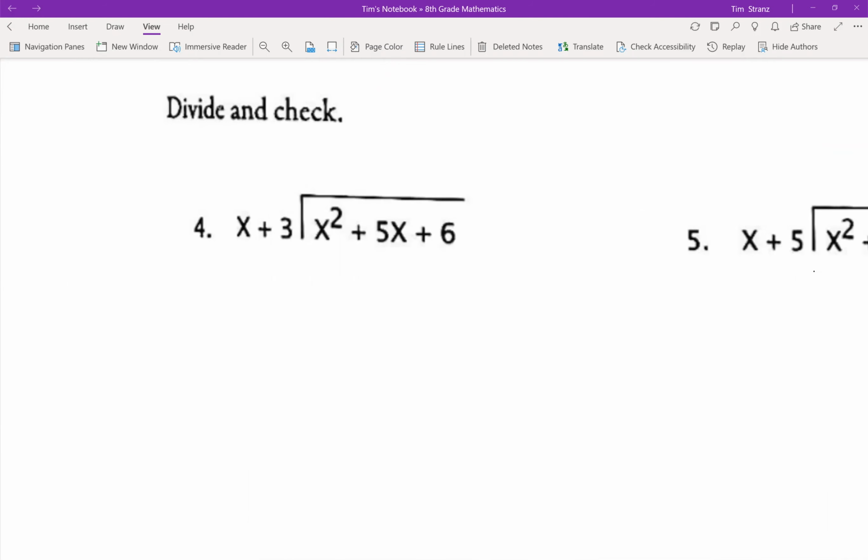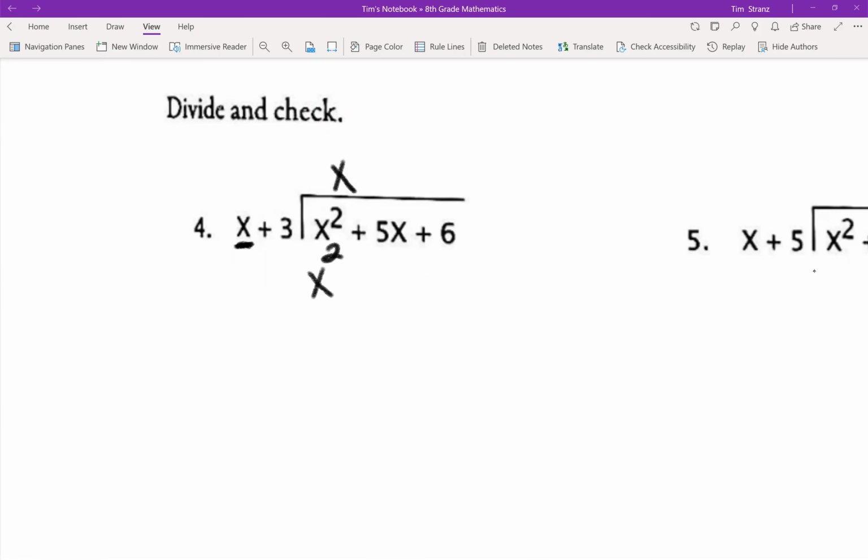Okay, so dividing is a little bit trickier, but once you get the hang of it, it's pretty simple. So we're going to take x squared plus 5x plus 6, and we're going to divide by x plus 3. You always want to start by matching this with this term right here. What I mean by that is you got to think, x times what is going to match this term? X times x, right? So we're going to put an x here. And we're going to multiply this out. So if we take x times x, it's going to give us x squared.